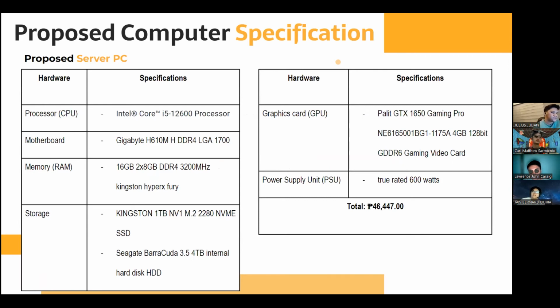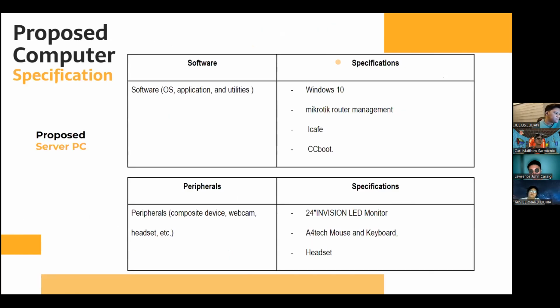So for the proposed computer specification, this is the proposed server PC. Only the processor, motherboard, and graphics card were upgraded, and for the RAM, we simply added an additional 8 gig to make it 16 gig RAM. And for the storage, we increased it to 1 terabyte of SSD and 4 terabytes of HDD. So the total upgrade for the server PC is 46,447 pesos. Next slide, please.